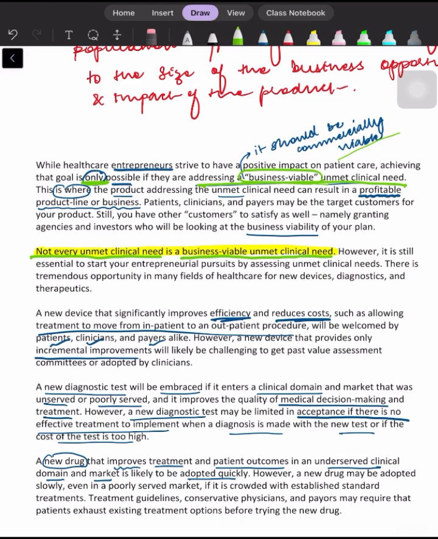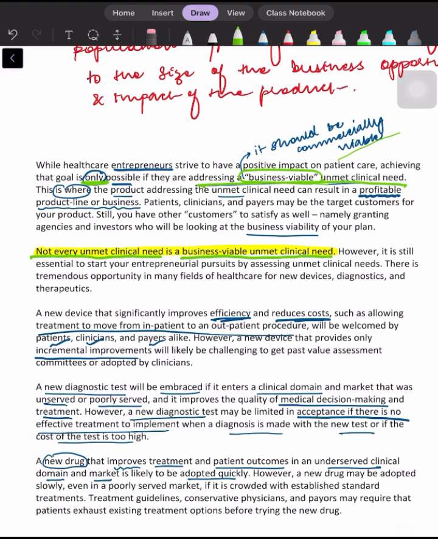So moving on, however, it is still essential to start your entrepreneurial pursuits by assessing unmet medical needs. There's a tremendous opportunity in many fields of healthcare for new devices, diagnostics, and therapeutics. So they're saying that you should not just go for drugs, like oral suspensions, tablets, capsules, whatnot. You can also widen your horizon and go for new devices, new diagnostics, and new therapeutics.